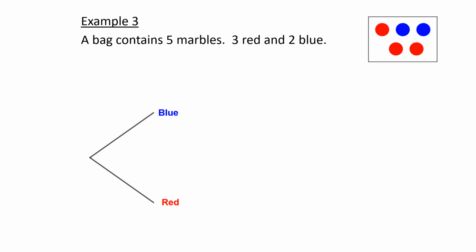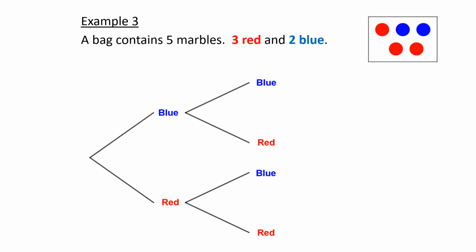So here's the first marble. It could either be blue or red. If we had a blue marble first, the second marble could be blue or red, or if our first marble was red, the second marble still could be blue or red. Now we have 3 red and 2 blue, so let's add these probabilities on the branches. Because we have 2 blue out of 5, we're going to write 2/5 on the blue branch, and we're going to write 3/5 on the red branch.